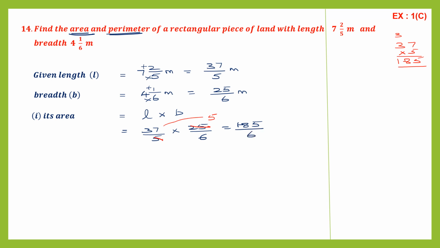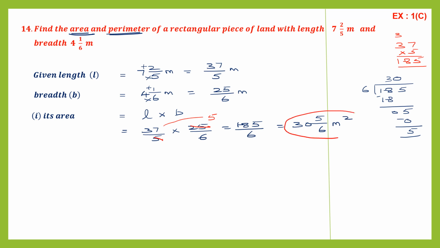Now let's convert this to a mixed number. 185 divided by 6. 6 threes are 18, minus, we bring down 5. 5 is smaller than 6, so we put a 0 here, minus, we get this. So our mixed number here is 30 5/6. And since we have found the area and the units are all in meters, meter into meter, it will become 30 5/6 meter square. Area is always expressed in square units.